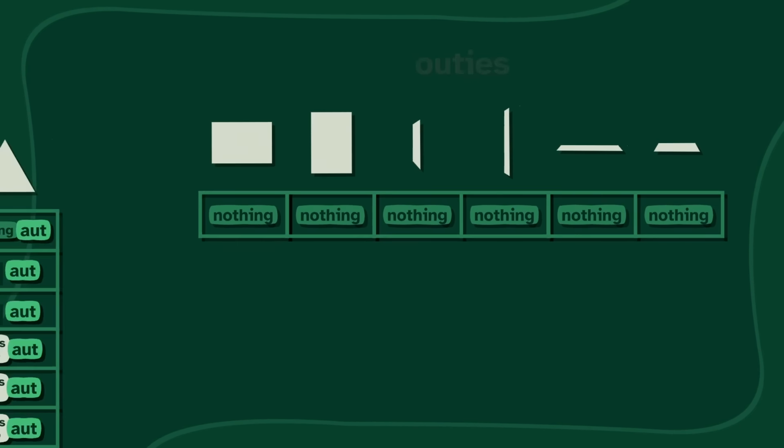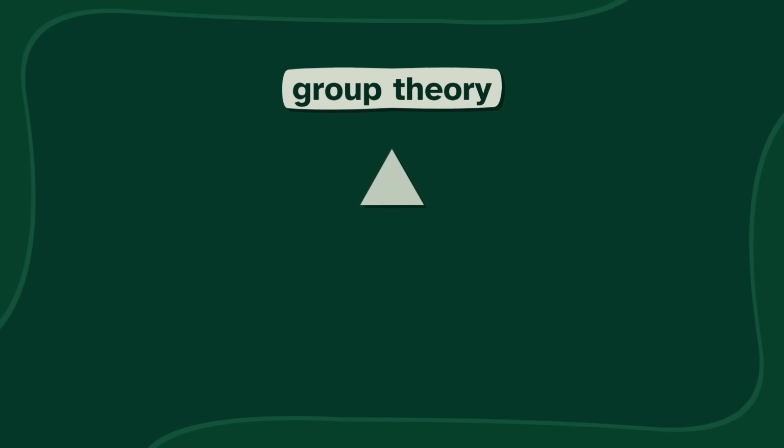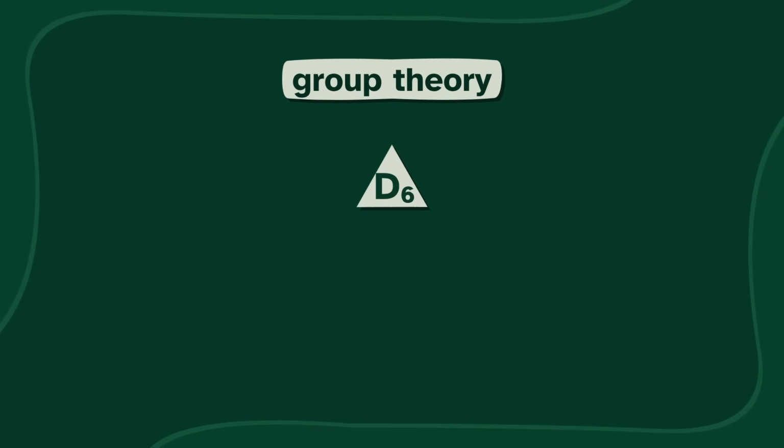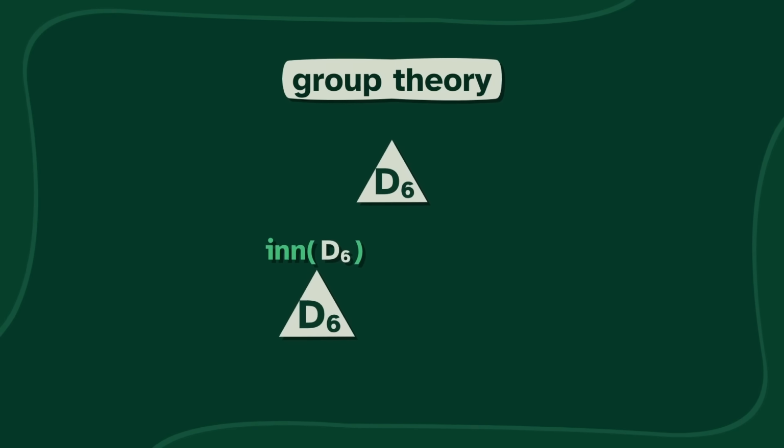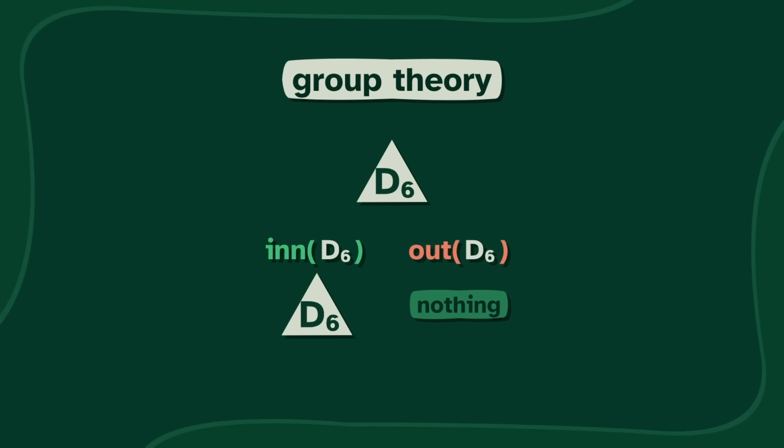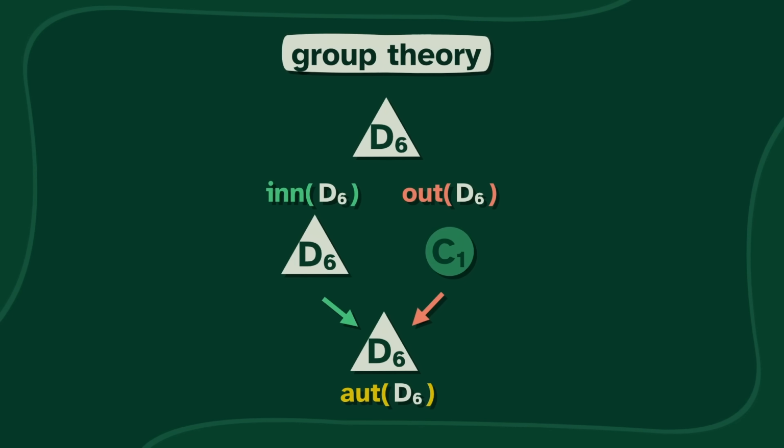Remember, the triangle also has 6 automorphisms, just in rows, not columns. It turns out we can map between them. These tables are transpositions. To put this in the language of group theory, the triangle group is D6. Its innies are all unique, so they act like the group itself, D6. And the outies only have 1 shape, so they make the nothing group, which we call C1. Together, these combine to make the full automorphism group, D6.